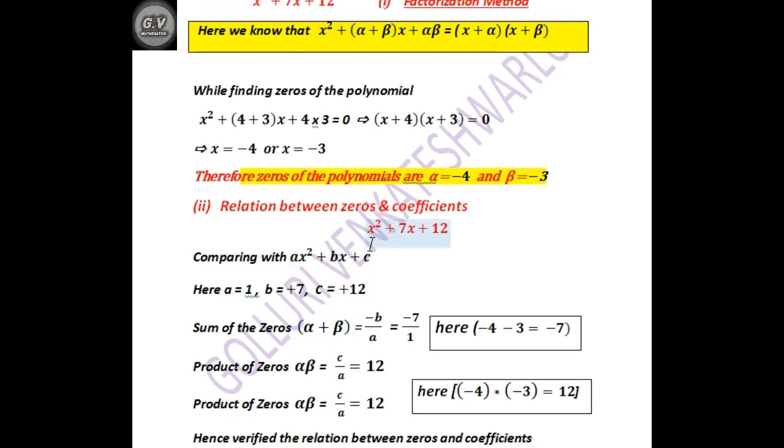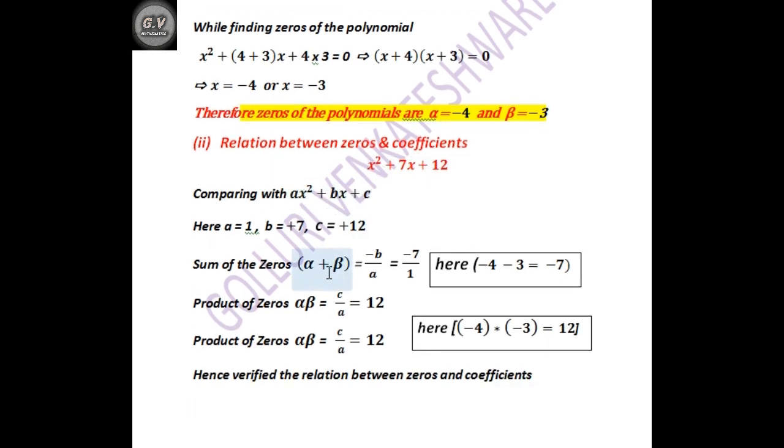Already we derived all these formulas in the previous classes. The sum of the zeros, alpha plus beta, is minus b by a. So if we add these two zeros, the answer will be minus b by a without solving the polynomial. We need to change the sign of b. Plus 7 becomes minus 7, and a is equal to 1. So the sum of the zeros will be minus 7.